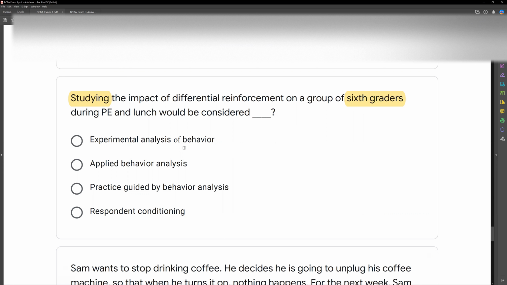So the real difference, the primary difference between experimental analysis of behavior and applied behavior analysis: experimental analysis of behavior typically takes place in a lab setting with typically animals, because experimental analysis of behavior is what Skinner first started with. Applied behavior analysis is what we use, right? It's our applied use of what we learn in labs to humans to determine interventions to use during practice guided by behavior analysis. So if we're in this natural environment studying 6th graders, it's going to be applied behavior analysis. Make sure you understand these. Make sure you understand the difference. It's important. They're going to ask you about it.